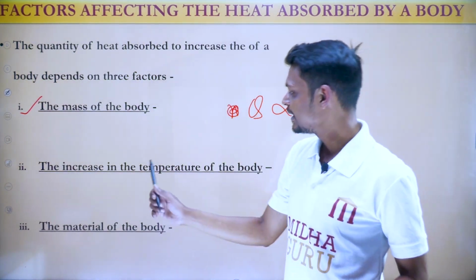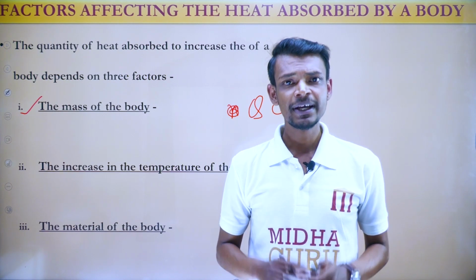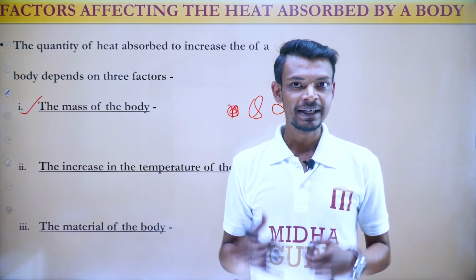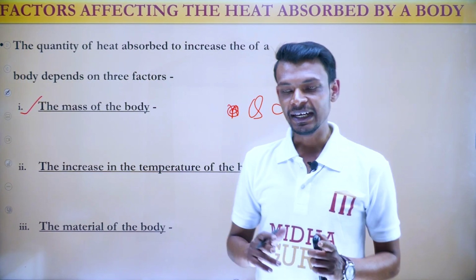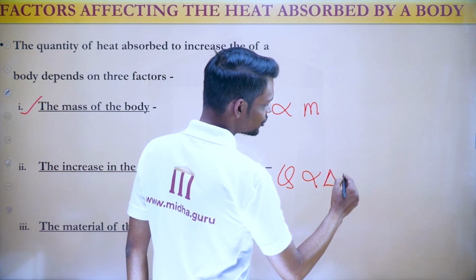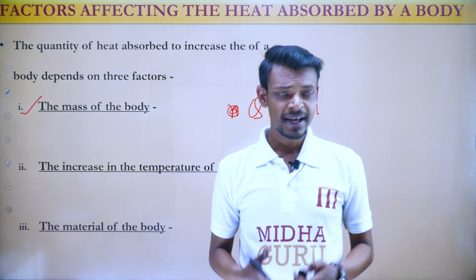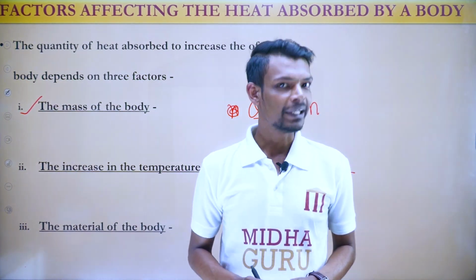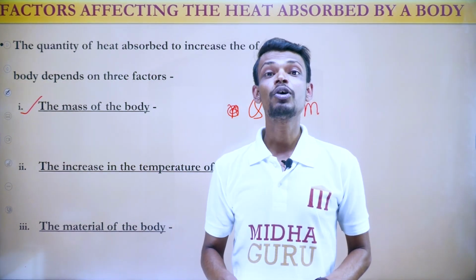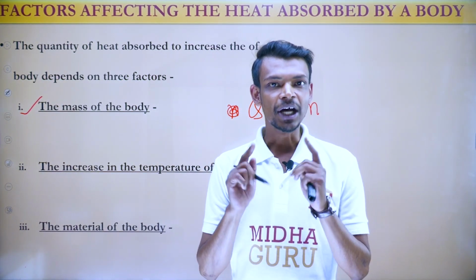Next, we have the increase in the temperature of the body. The next factor that affects the amount of heat absorbed is the temperature of the body. As the temperature increases, the amount of heat in the body starts to increase. And that is why we can say that heat absorbed by the body is directly proportional to the change in temperature. If let us say I want to increase the temperature by 5 degrees Celsius, then I might require, let's say, 1000 joules of heat energy. But if I want to increase the temperature of the body by, let's say, 20 degrees Celsius, then the amount of heat required will be much larger than 1000 joules.